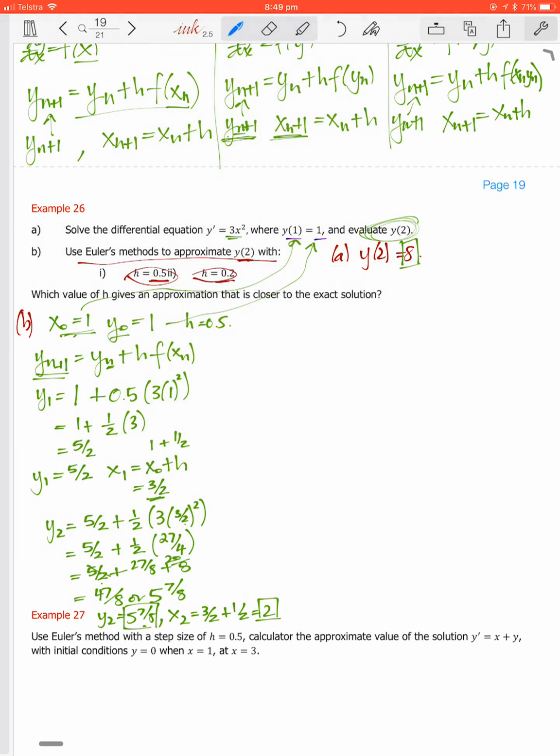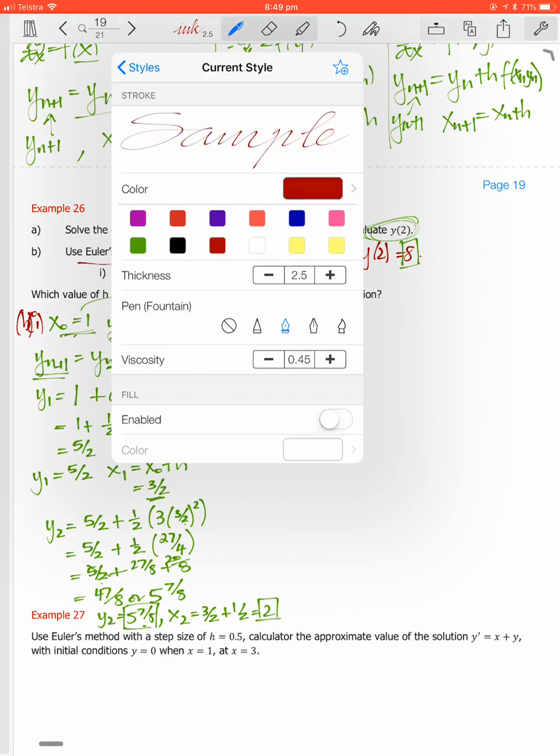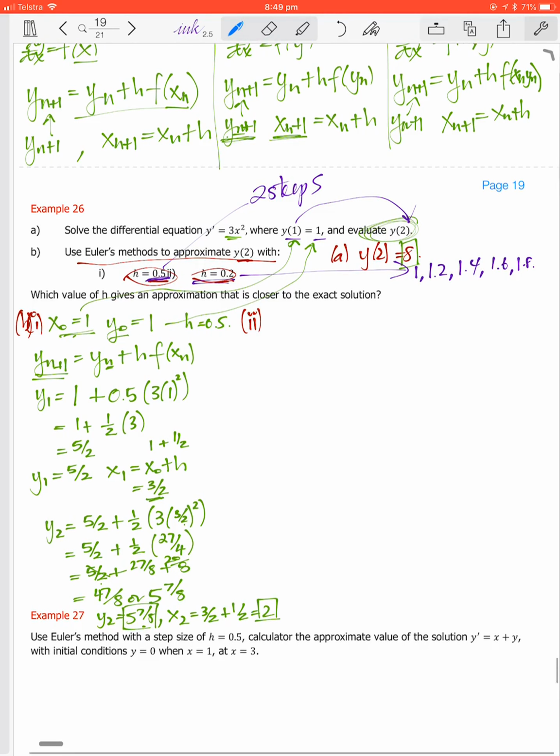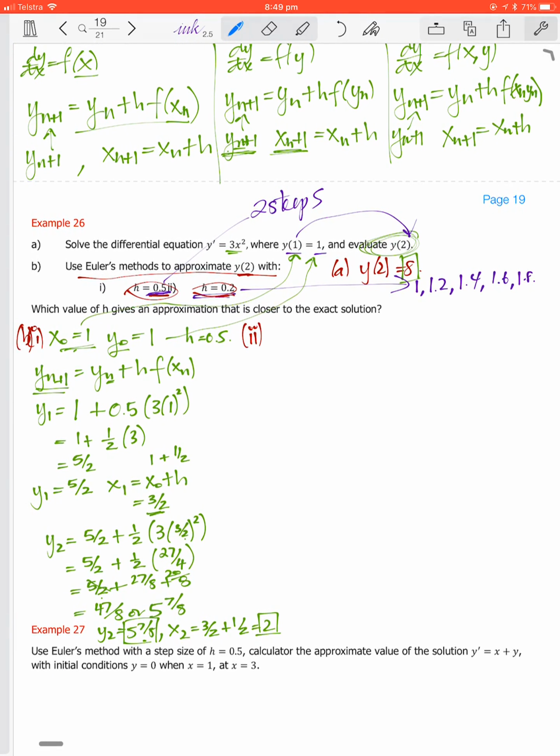Now the next step, so that's I. If I do II, now we do it with a h value of 0.2. Now it's going to take longer because if I go from 1 to 2 and I have h values of a half, it's going to take 2 steps. But if I go from 1 to 2 and I use a h value of 0.2, I'm going to go 1, 1.2, 1.4, 1.6, 1.8, 2. So I'm going to do 5 steps. So this method's going to take longer, but it'll give you a more accurate solution, or we can test it.